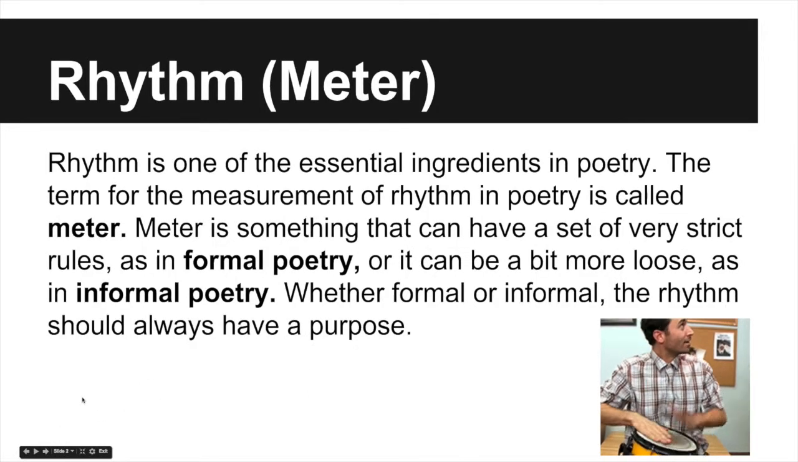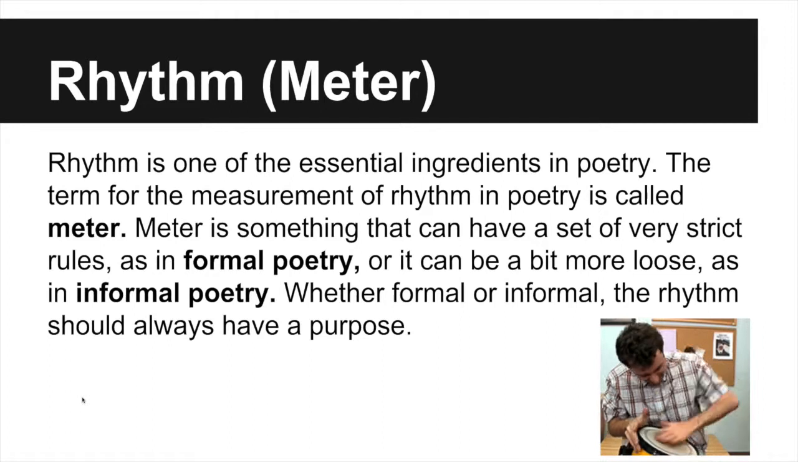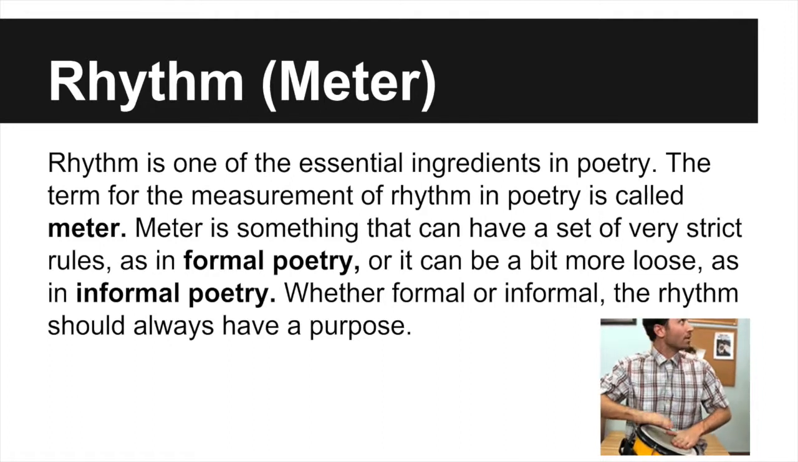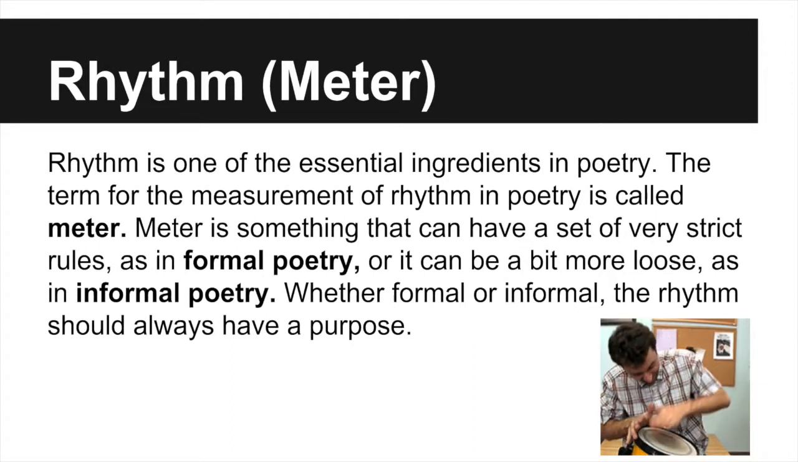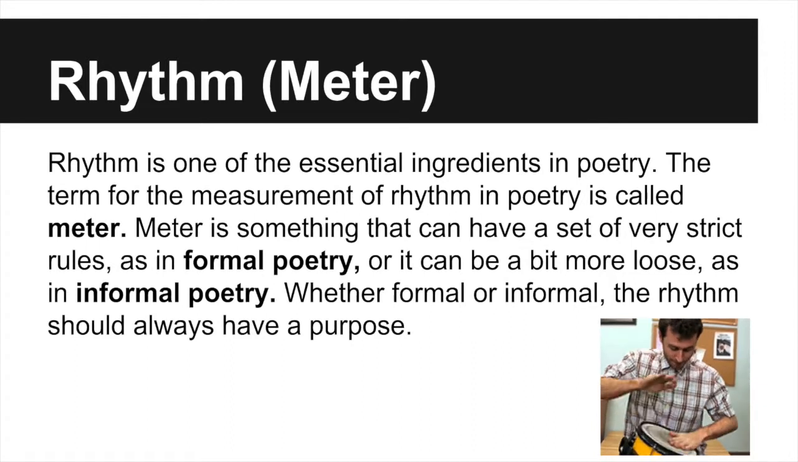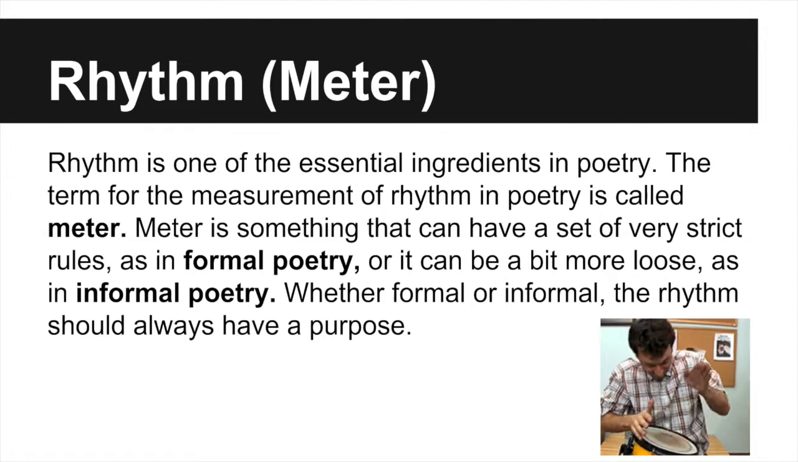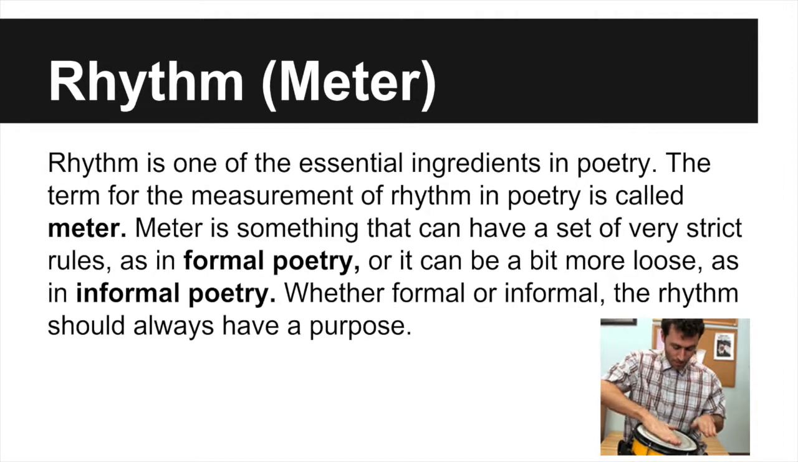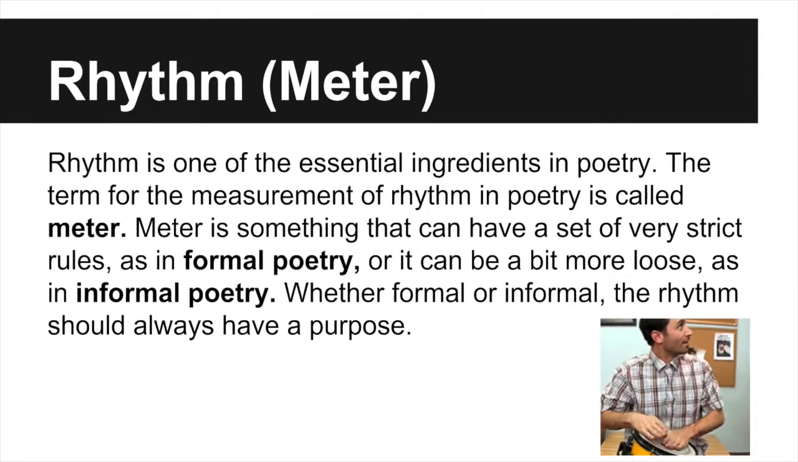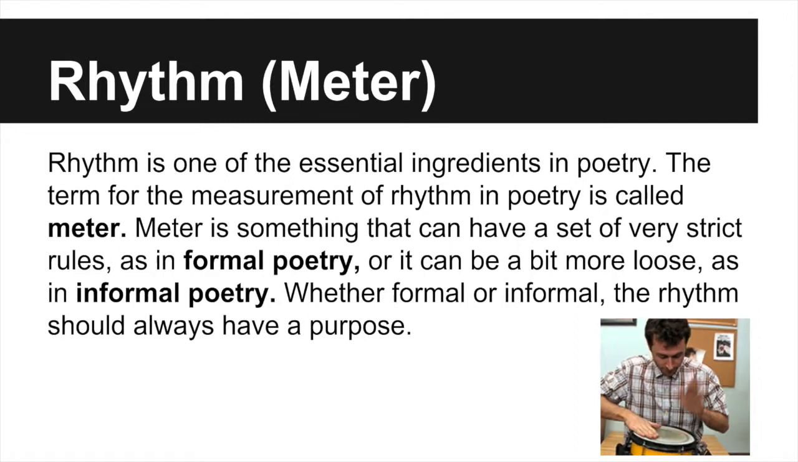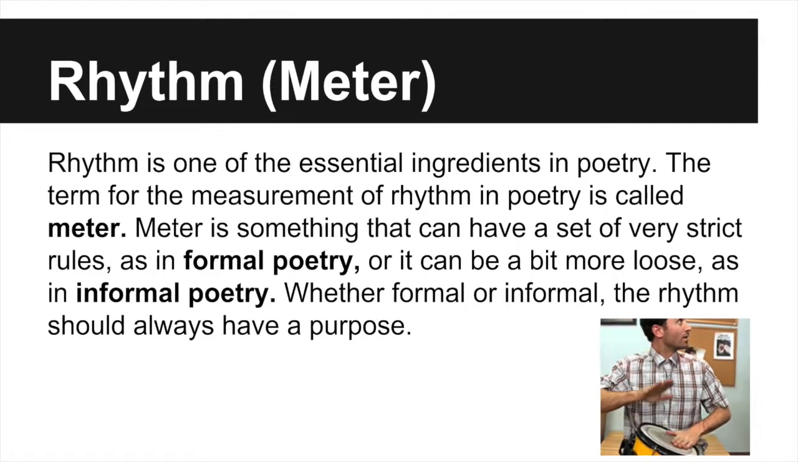Rhythm is one of the essential ingredients in poetry. The term for the measurement of rhythm is called meter, almost like when you measure length with a meter. This is just another way to measure rhythm. Meter can have a set of very strict rules, just like in fixed form poetry or formal poetry. I showed you guys a bunch of different types of formal poetry earlier. The English sonnet, Spenserian sonnet, all those good types.